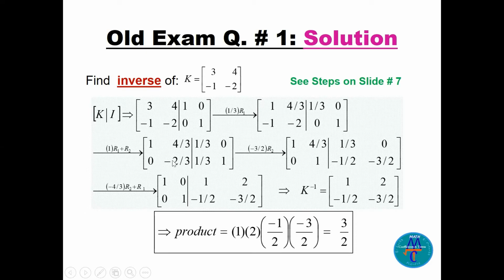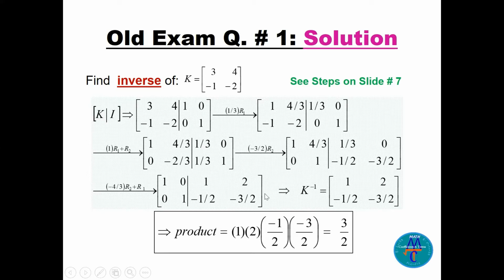Now this number here should be 1. So I multiply by the reciprocal, minus 3 over 2. So it becomes 1 here. And this becomes minus half and this minus 3 over 2. Then I have to change this number here, 4 over 3, to 0. So I multiply by minus 4 over 3, and then I will add up. So I multiply all of row 2. Then I will add to row 1.